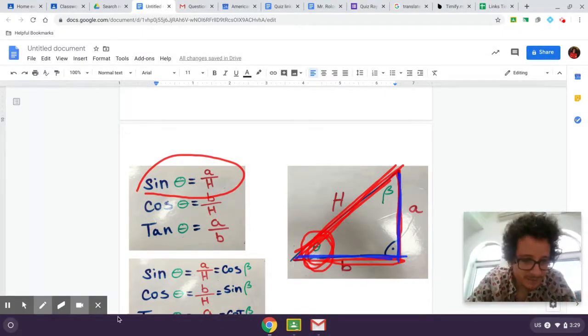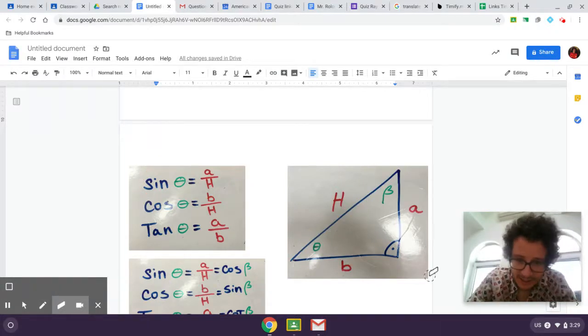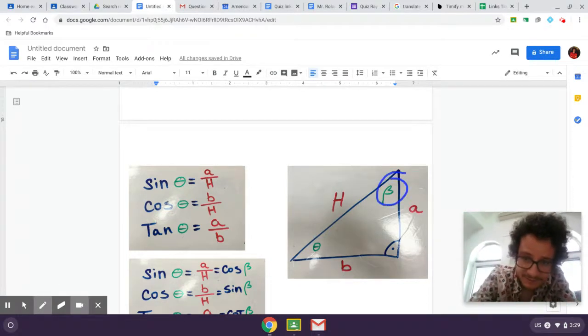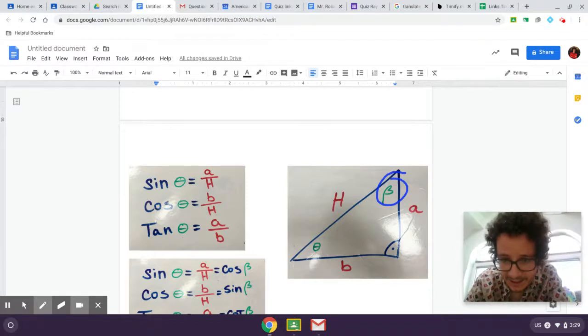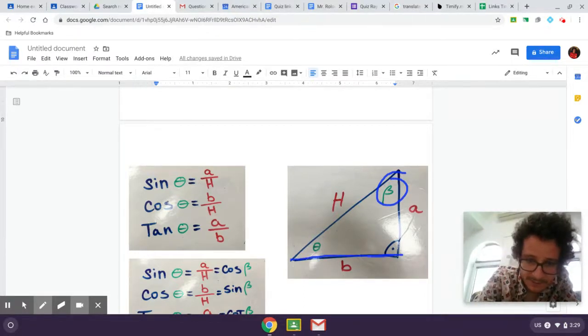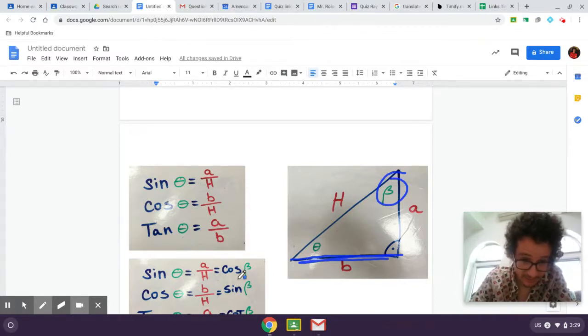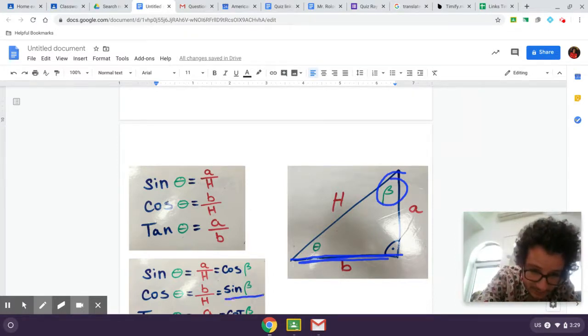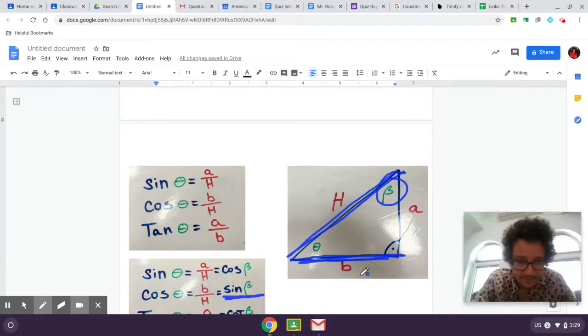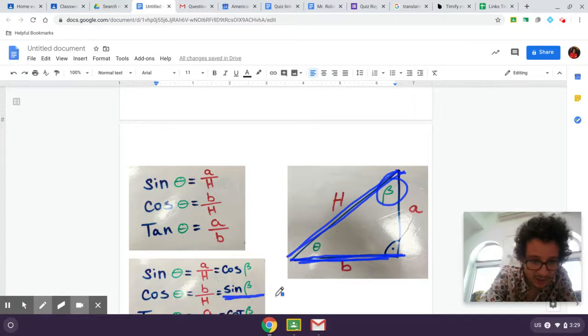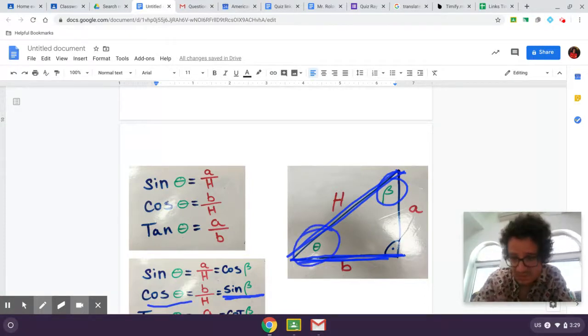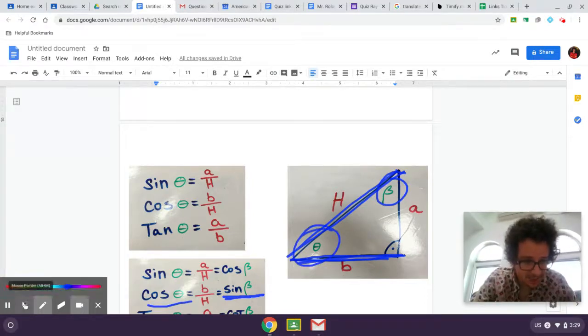If we look at the triangle from the point of view of the other angle, beta, the opposite side is B. So the sine of beta, like here, is B divided by the hypotenuse. That's why it's equal to the cosine of this angle. Okay, so it's just that.